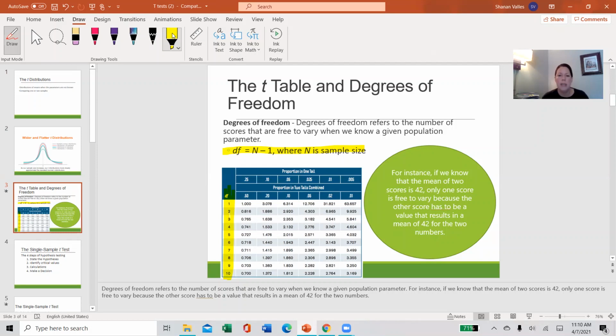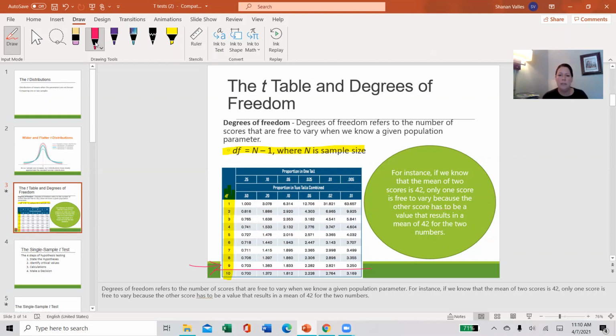Okay, so if I told you our sample size is 10, then our degrees of freedom would be 10 minus 1, and therefore it would be 9, right here. Okay, and we would use this row. Sorry, that doesn't really look like an arrow right there. We would use 9, and we would use that row.